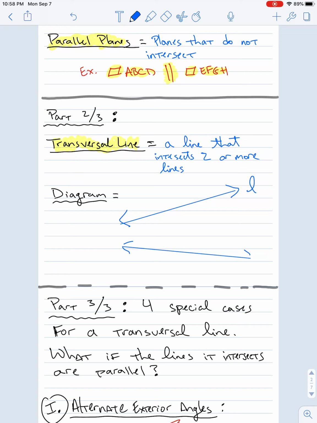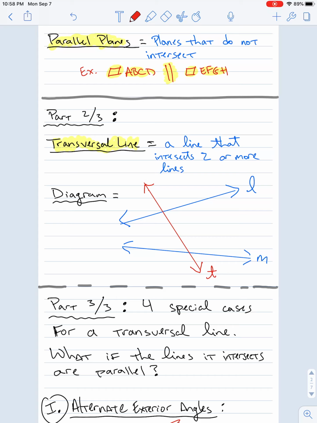Call that line M. I'm going to switch colors and draw another line that's going to intersect both of these lines. Let's make it at a different angle, just like that. And we're going to call this the transversal line. So T for transversal. So the red line is the transversal line.